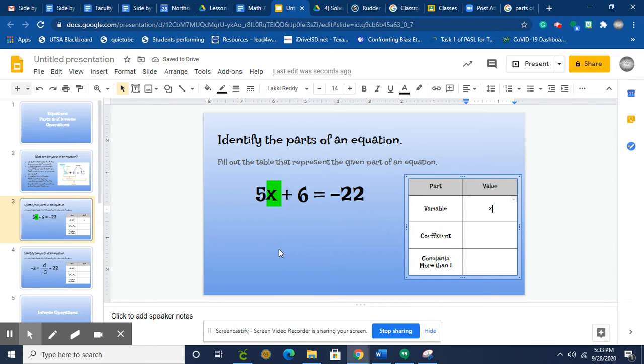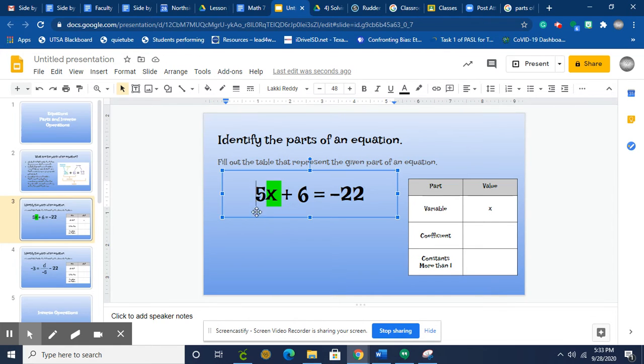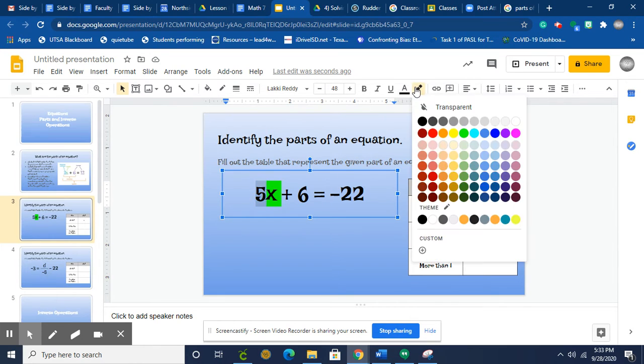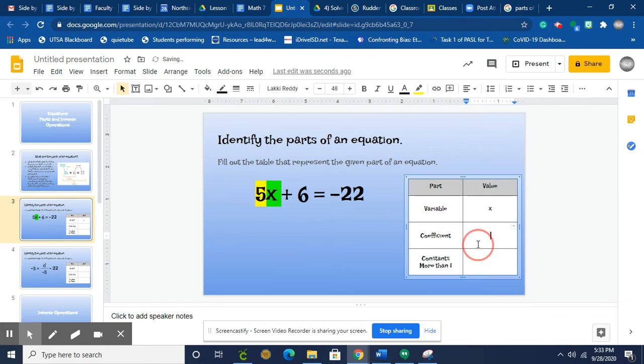Now the coefficient, remember, is the number that's cooperating with the variable. It's the number that's either multiplied or dividing with the unknown variable. Okay, so right here I see 5 is with the x. So I know that is my coefficient.